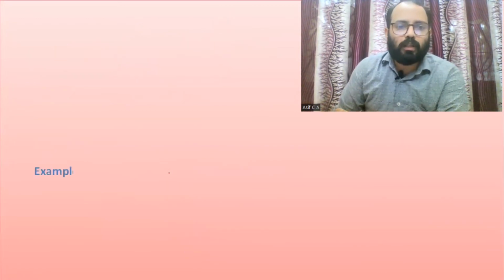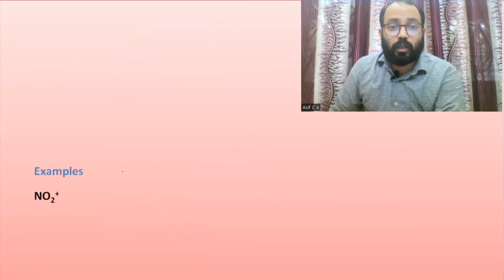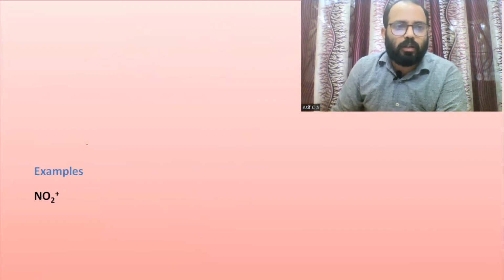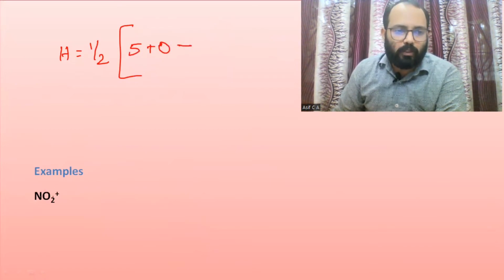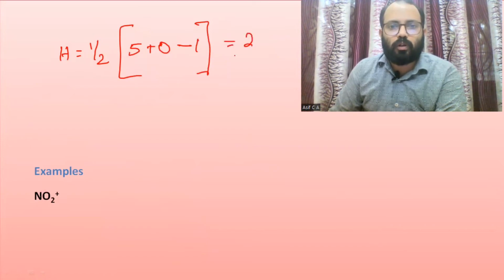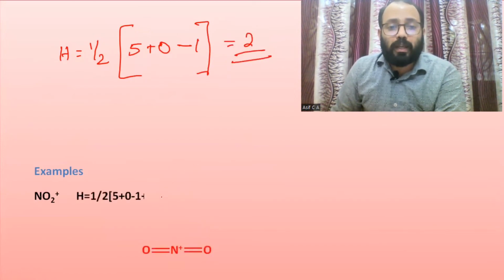Then shall we look at an anion? We'll see. Okay, this is an important cation, NO2 plus, very very important. When looking at hybridization, again hybridization is equal to half into valence electron of nitrogen, 5. There is no monovalent atom, oxygen is divalent, so that is 0. Minus charge of cation: yes, it is a cation with 1 plus charge. So 5 minus 1 is 4, 4 by 2 is 2.